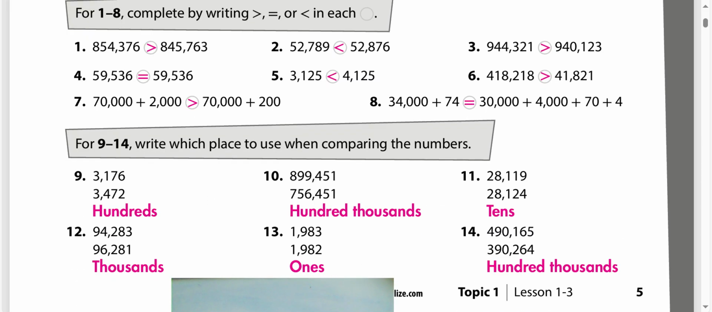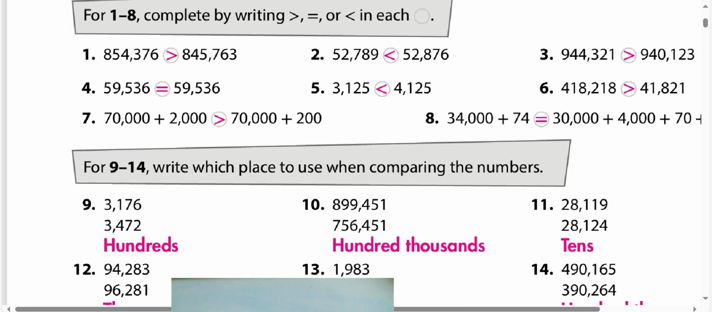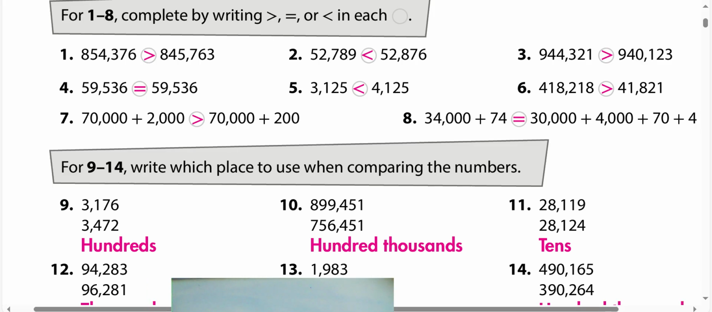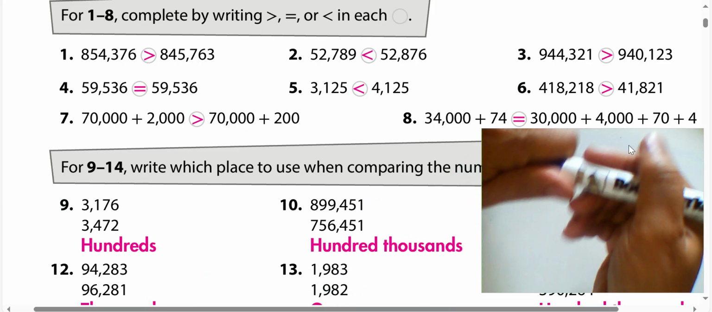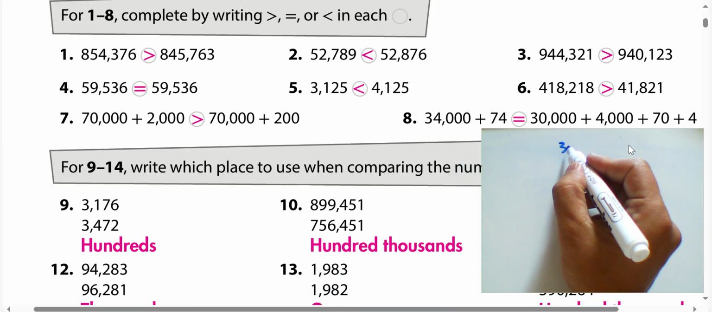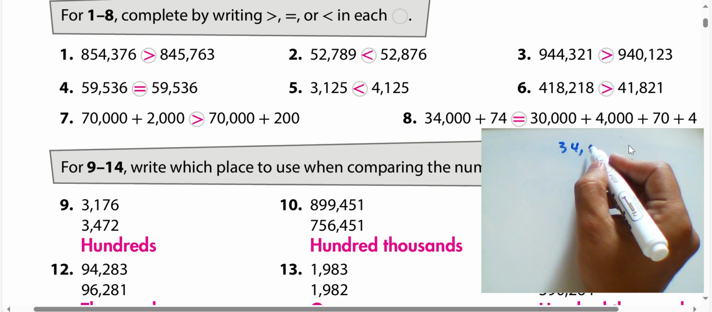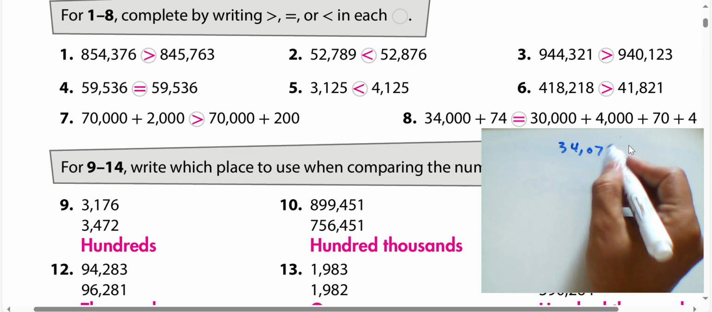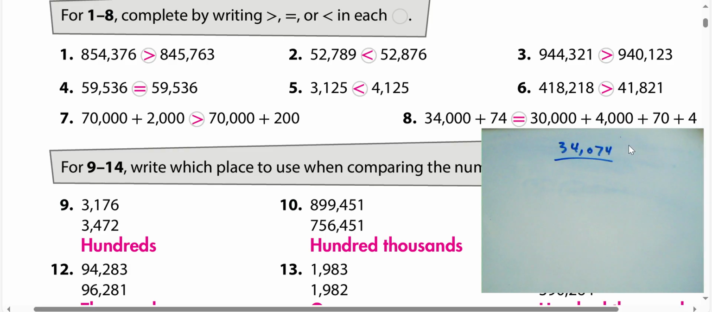We have 6 digits and 6 digits, and then we can write here 8 equals 8, 4, 5 and 4. No, 5 is greater than 4. 52,000, 52,000. 789, 876. So 7 is less than 8. Okay, and so on. And in this example, you can find the standard form of the number. 30,000, 34,000 and 74, so 34,074.